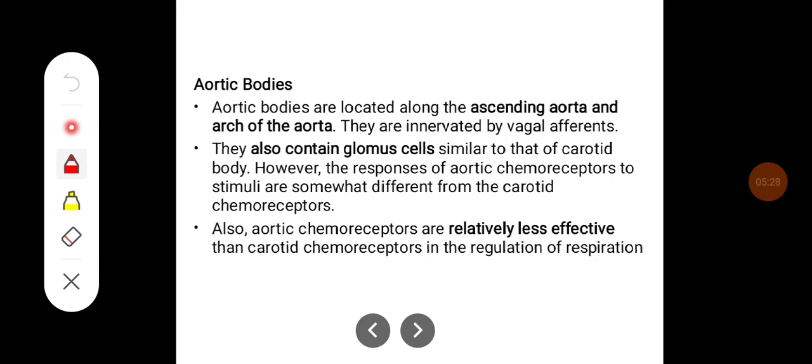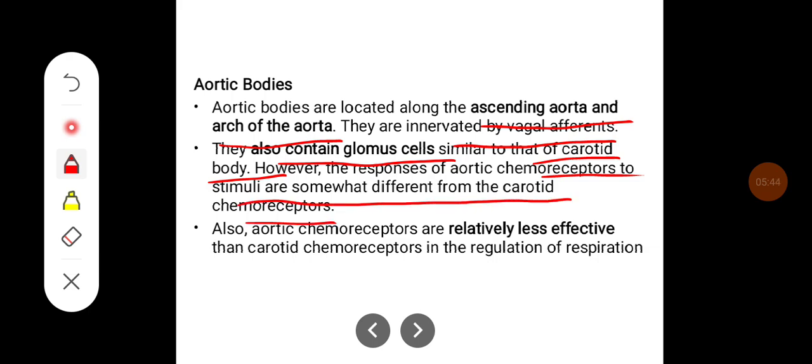Aortic body is located along the ascending aorta and arch of aorta. They are innervated by the vagal afferents. They also contain glomus cells similar to that of carotid body. However, the responses of aortic chemoreceptors to stimuli are somewhat different from carotid chemoreceptors. Also, aortic chemoreceptors are relatively less effective than the carotid receptors in the regulation of respiration.